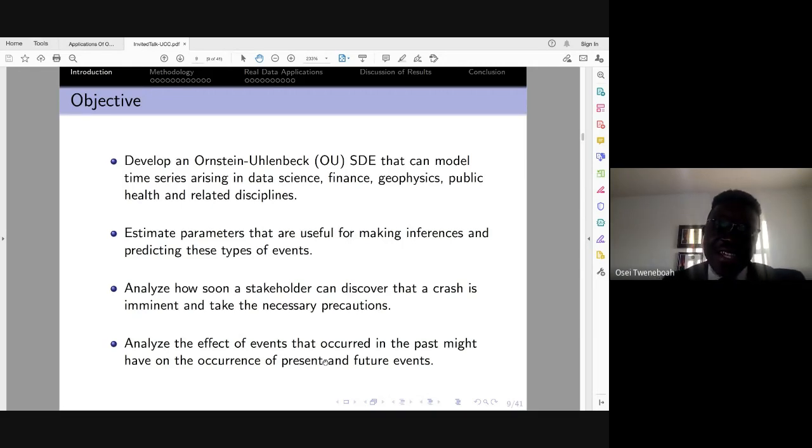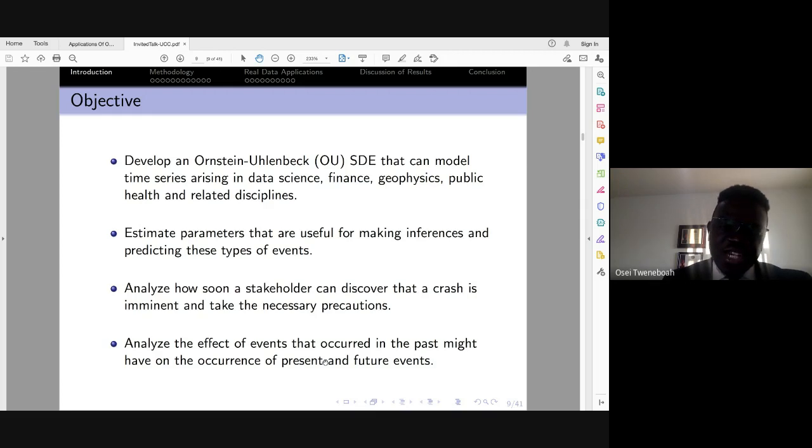For instance, if you're an investor and, based on the evolution or the trend of the time series, you notice that there is going to be a sharp drop, then it's good that you sell your stocks so that you can make some money. So that's from the financial point of view.